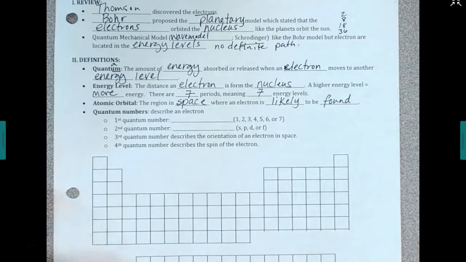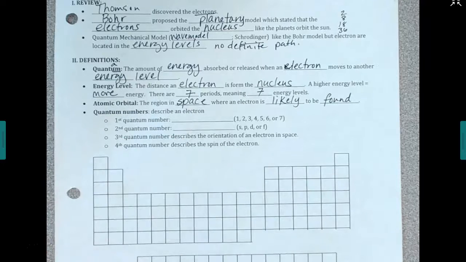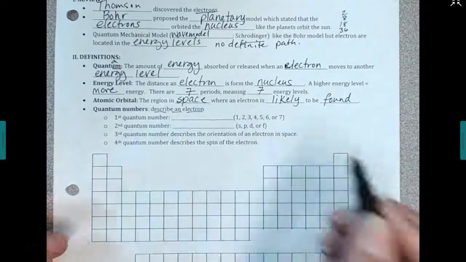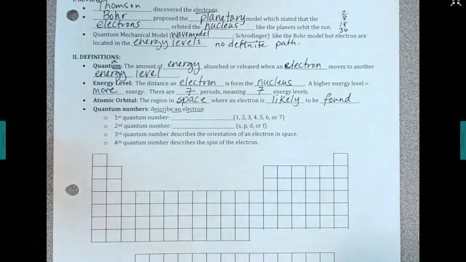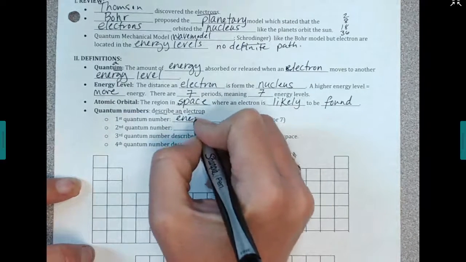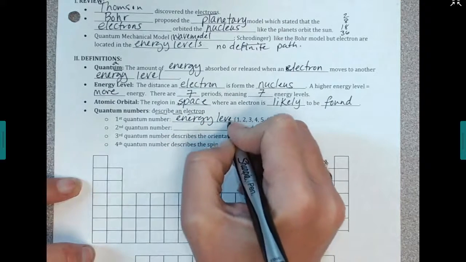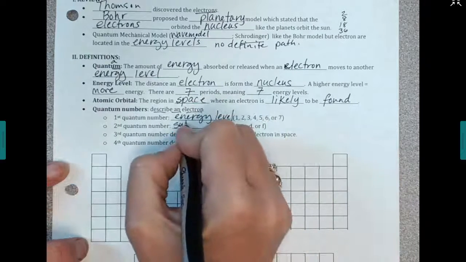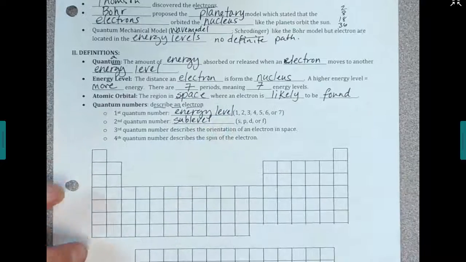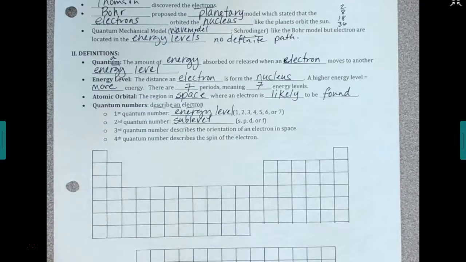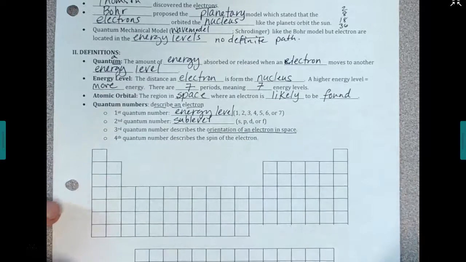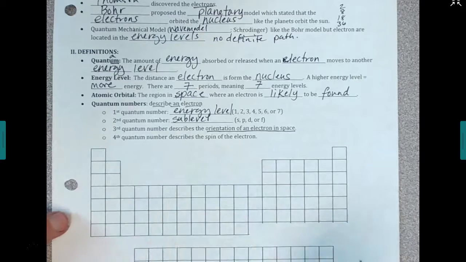So then we have quantum numbers. You do need to know all 4 of the quantum numbers and what they mean. The quantum numbers describe an electron. They tell me where it is, like if I was giving you an address and directions to my house. The first quantum number tells me the energy level, and I know I can have 7. The second quantum number tells me the sublevel, the block. And what do I mean by that? We'll describe it here on the periodic table. The third quantum number describes the orientation of an electron in space. And then the fourth quantum number describes the spin.